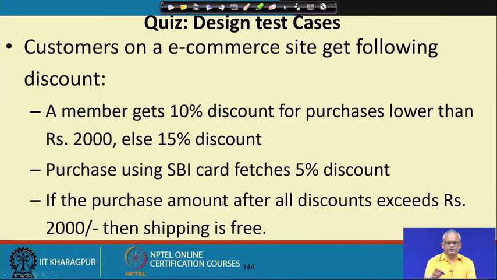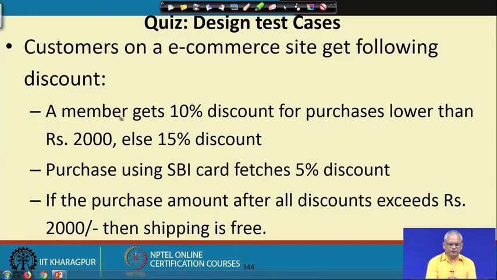Now, to develop the decision table based testing, we need to identify the conditions and the actions. The next step would be to consider all possible combinations of conditions and then identify the actions corresponding to those, and we represent that in the decision table, and each column in the decision table becomes a test case. Now, let us first identify the conditions.